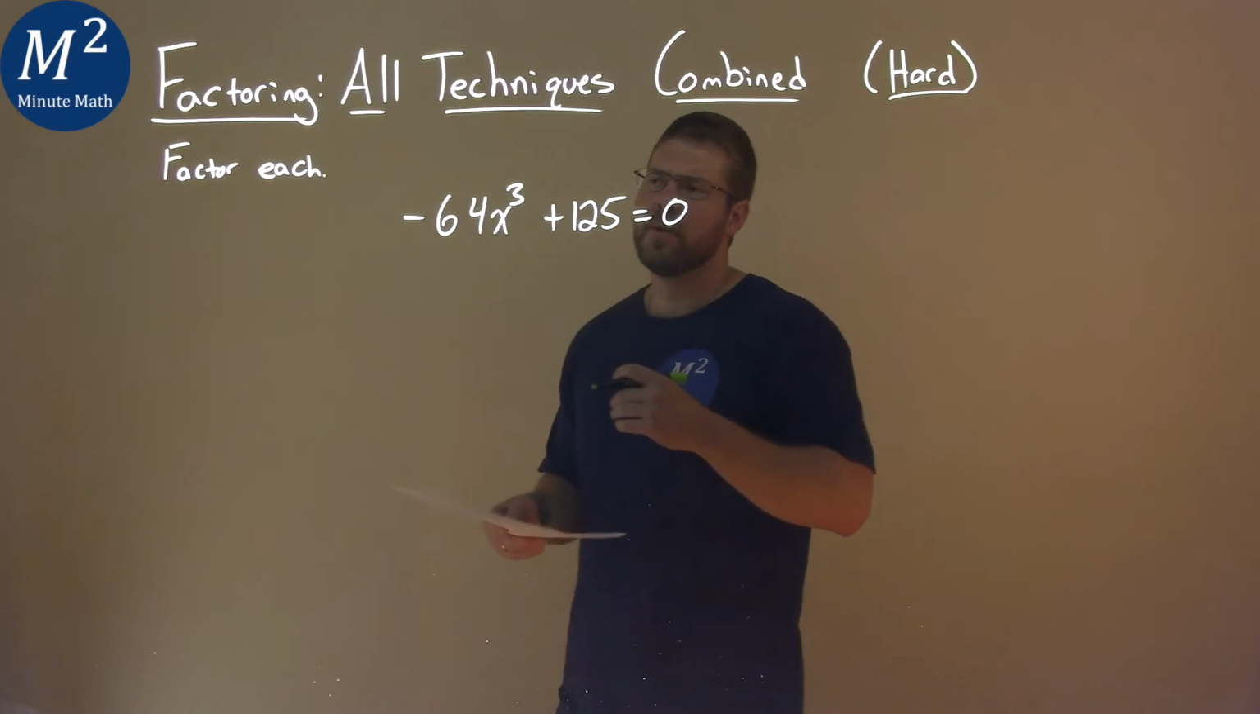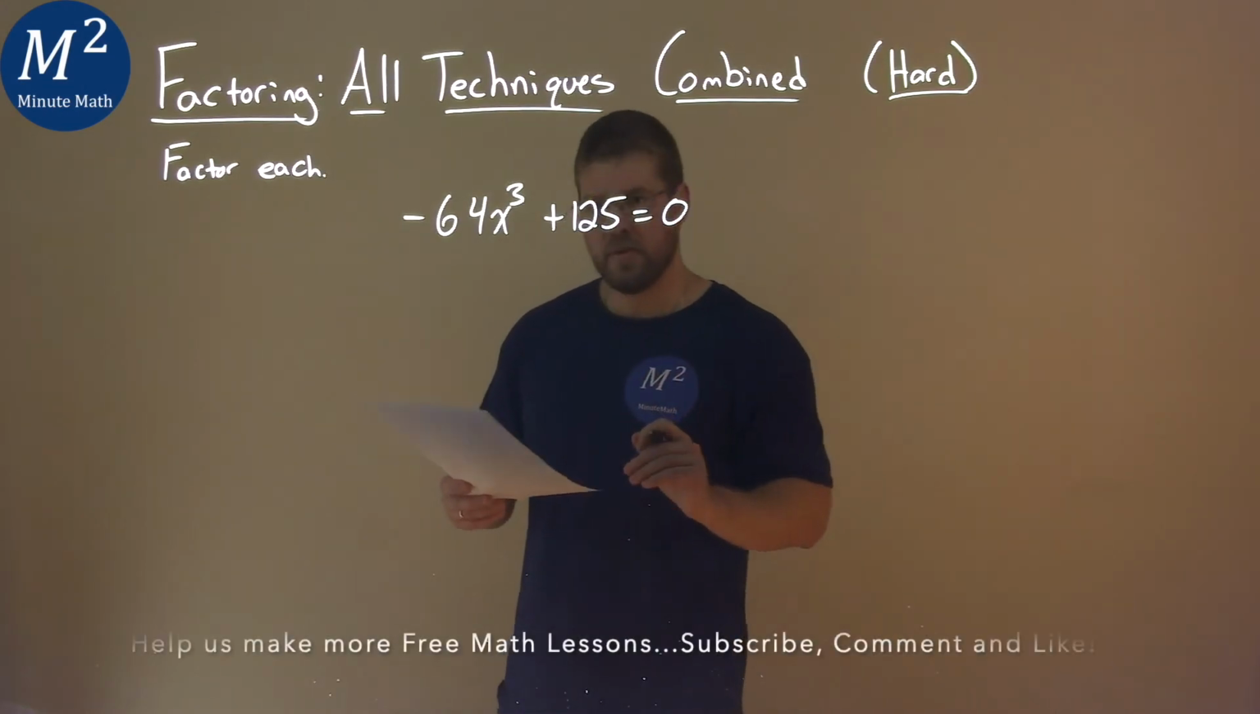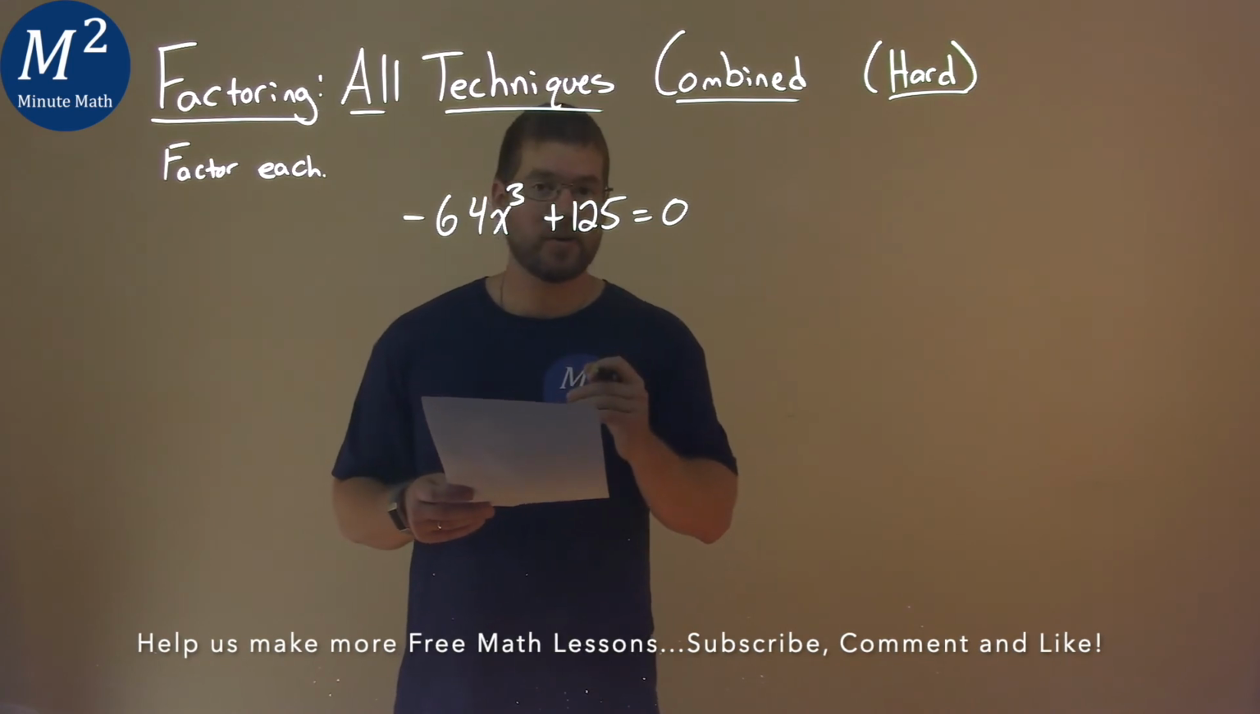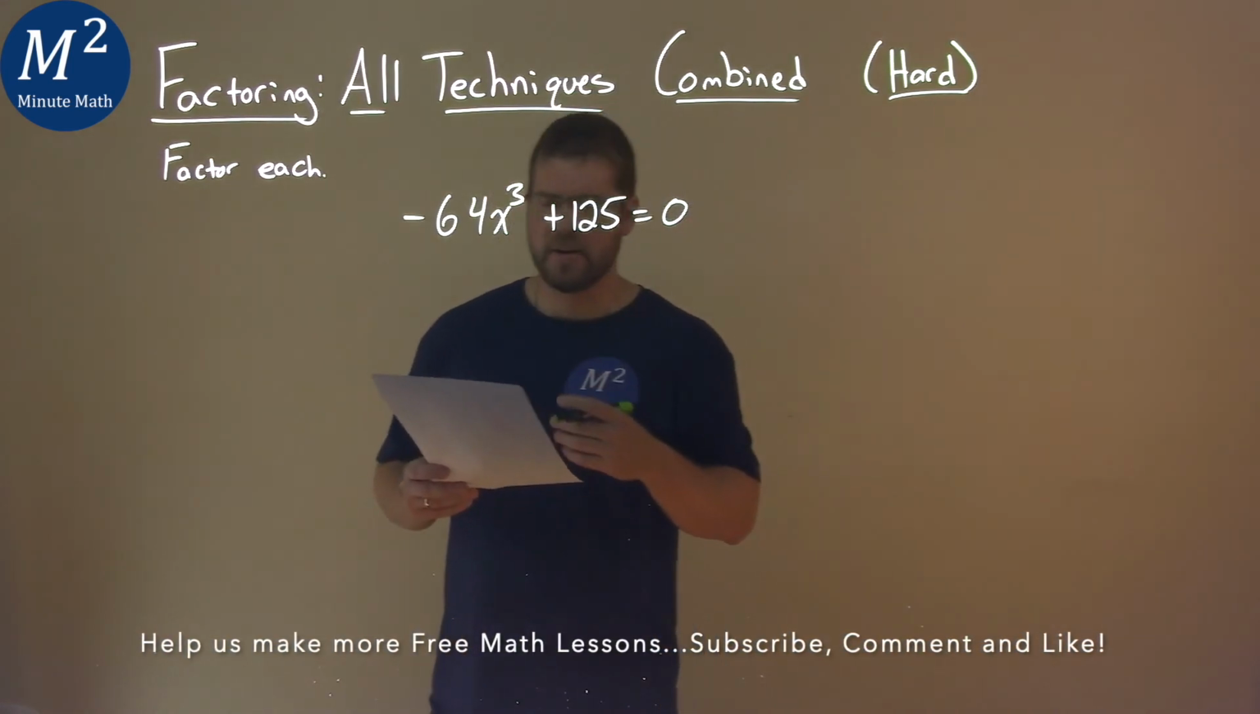We're given this problem right here. Negative 64x to the third plus 125 equals 0. And, well, we're going to factor this. We're not going to solve it. We're just going to factor it.